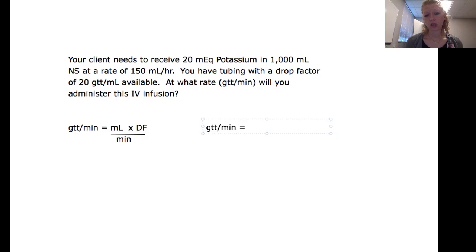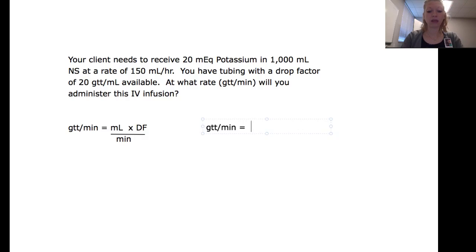So when you look at this question again, what part of it tells you how much time the solution in some capacity is supposed to take? The one place I see time here is that 150 milliliters per hour. That's an amount of solution in an amount of time. So even though it's not talking about my total solution, I can still use that piece because it gives me a reference. It tells me that 150 milliliters of this solution is supposed to take 1 hour. So that's what I can use.